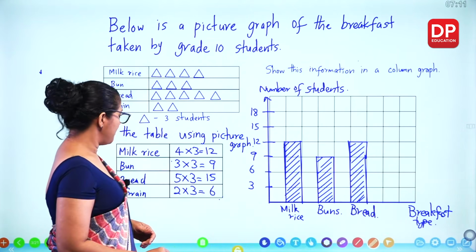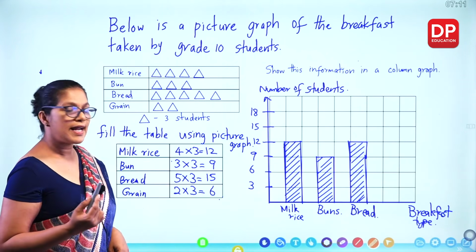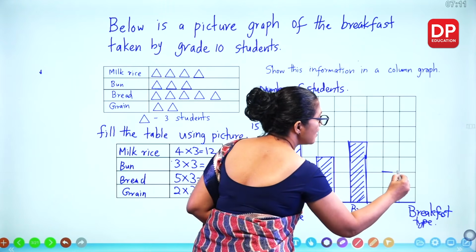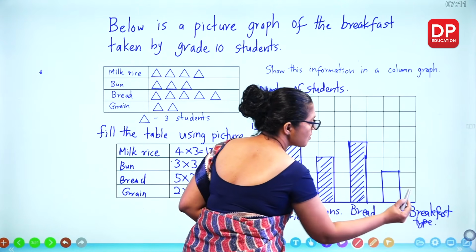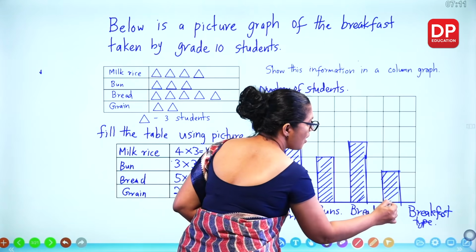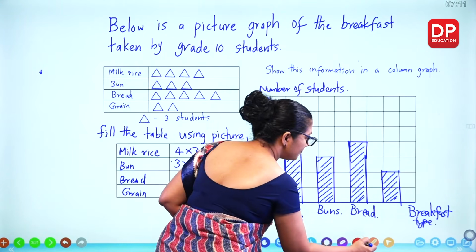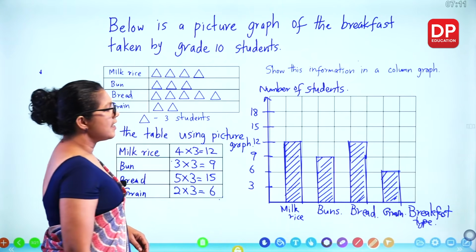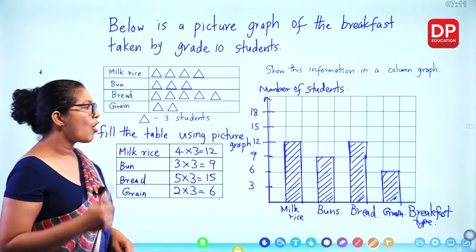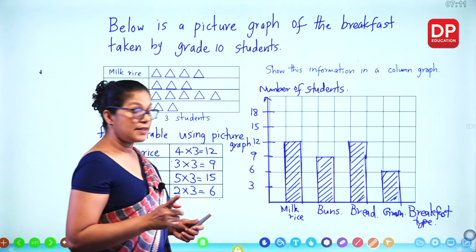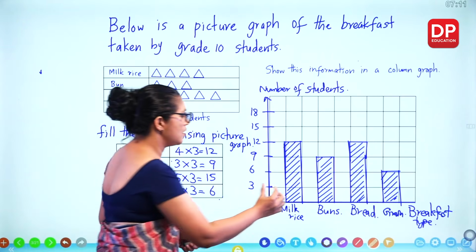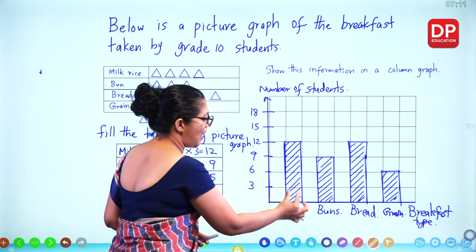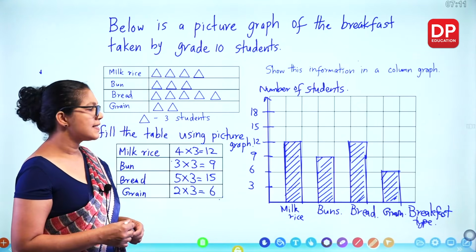And what's the last column? Last column about grain. So you can mark that. So that's 6. So here you need to draw this bar, this column and color it. So that's about grain. So here, this is called the column graph. So here, what are the properties in a column graph? The gaps in between columns should be the same and the width of the bars should be the same.